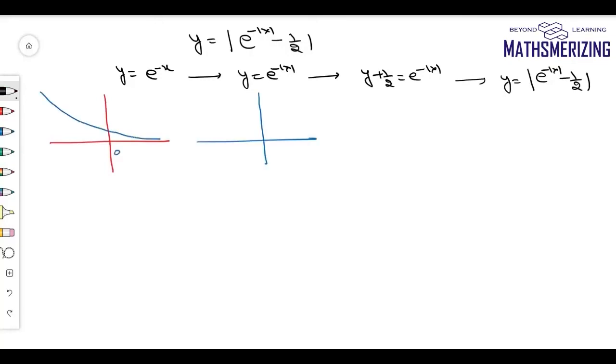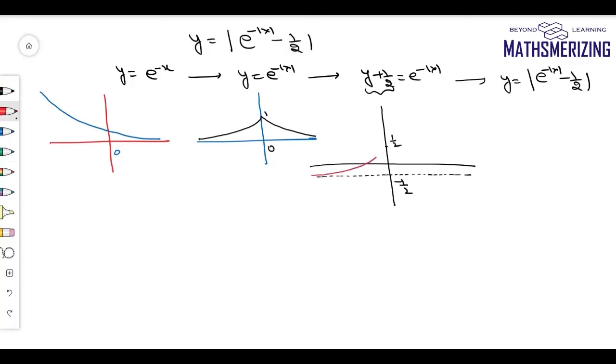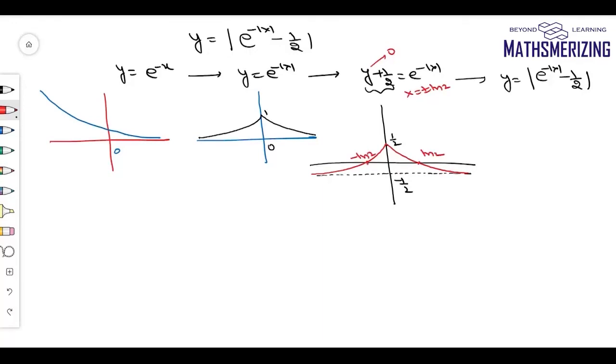So for minus mod x, erase the graph from the second and third quadrant and take the reflection of right on left. Now for y plus 1 by 2, shift the entire graph minus 1 by 2 units along the y-axis. So now the horizontal asymptote will be at minus 1 by 2 and the maximum value will be at plus 1 by 2. So in this equation, if I put y as 0, I'll get x equals plus or minus ln 2. So these points of intersection will be minus log 2 and plus log 2.